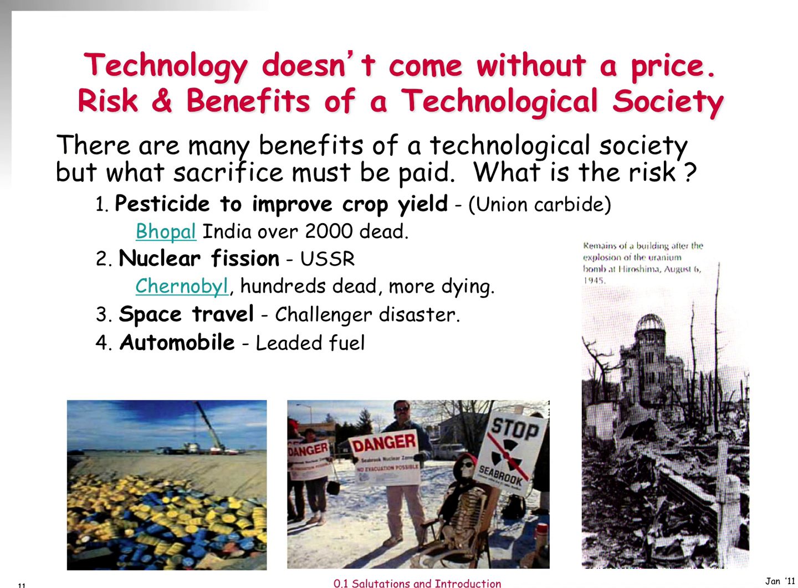Technology doesn't come without a price, however. There are risks and benefits to a technological society. There are many benefits, such as we can have more crops, we can go faster in our vehicles, we can travel space, but there's also a downside. Pesticide to improve crops? Well, there was a deadly accident in Bhopal, India that killed 2,000 when that pesticide escaped the manufacturing plant.